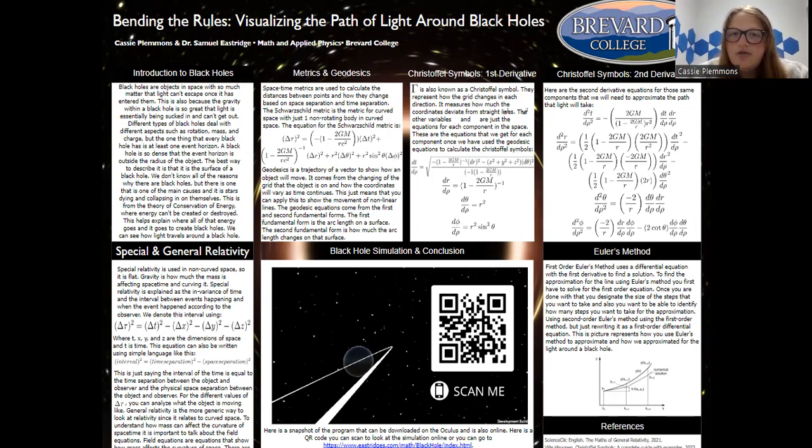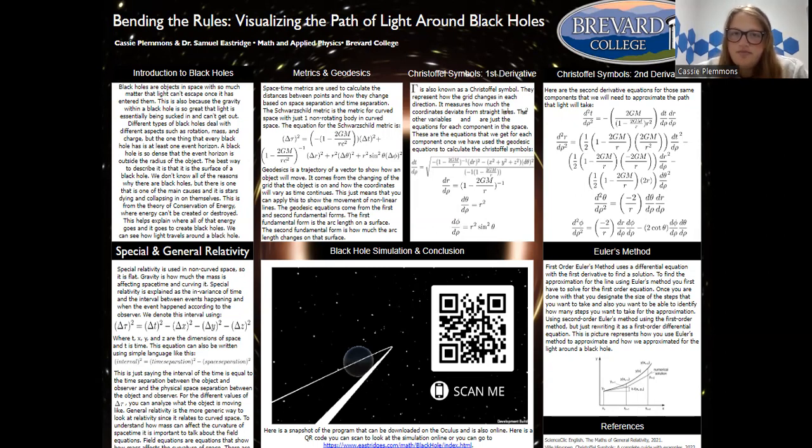Next we have Christoffel symbols, and they represent how the grid changes in each direction. We have an equation for time, an equation for the radius, and an equation for theta and phi. We also use spherical coordinates, which are best used in space-time. We have this grid X, Y, Z, and theta is the angle from X to Y, and phi is how much it is from Y to Z or X to Z, however you write it. Those say how they change, and we use the geodesic equations to calculate the Christoffel symbols.